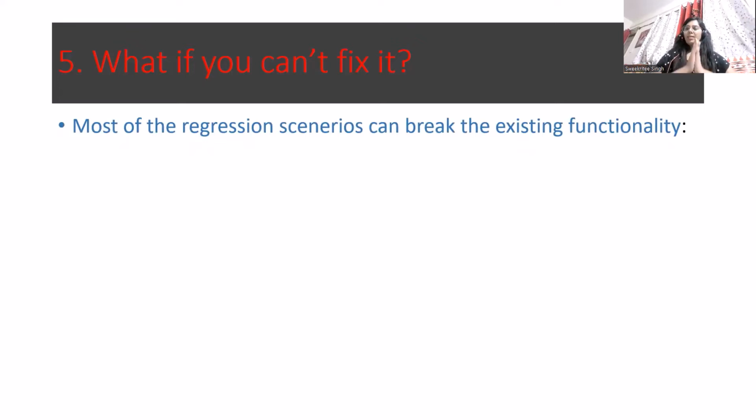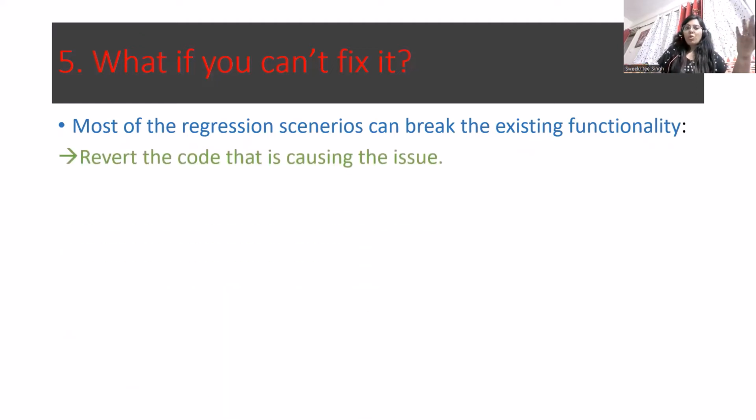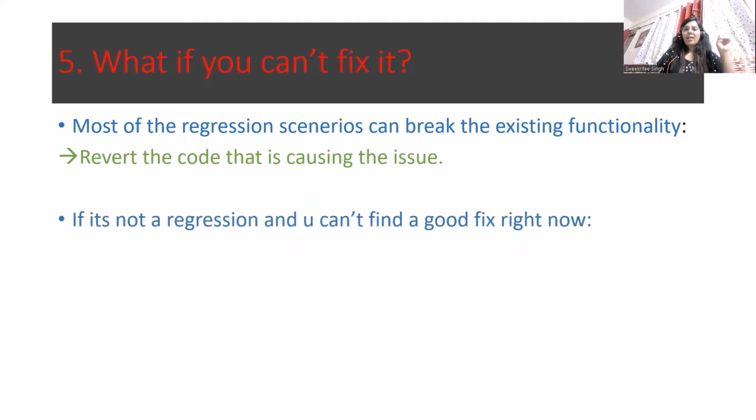Now again, there can be two things. It's a regression or it's not a regression. Generally, regression is when a new code change breaks the existing functionality. If that is the case, revert the code that is causing the issue and address the developer who had added that code, saying that their code is breaking the existing functionality. So go check it, fix it, and then only add.